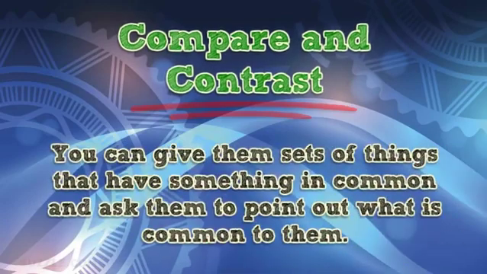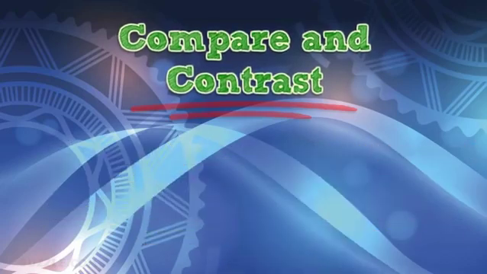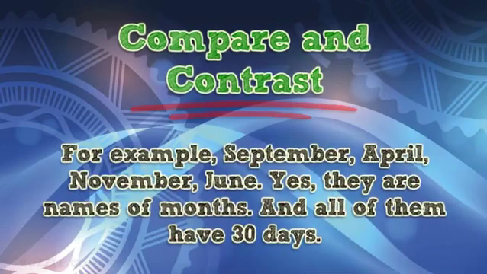You can give them sets of things that have something in common and ask them to point out what is common to them. For example, September, April, November, June. Now anyone would know what is common to these, they are the names of months. But attention to detail is what it takes to notice that all of them have 30 days.